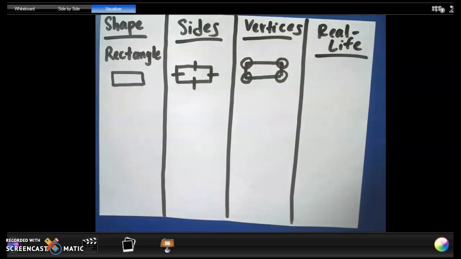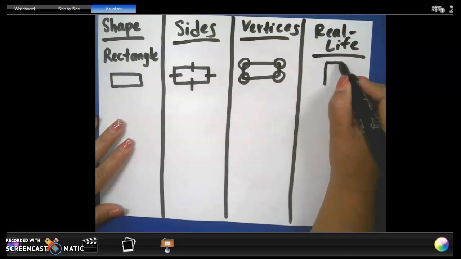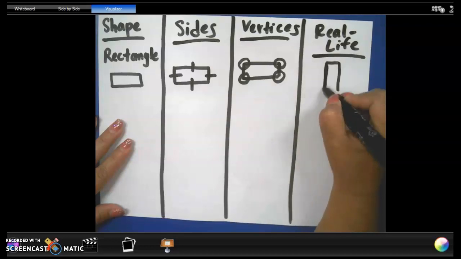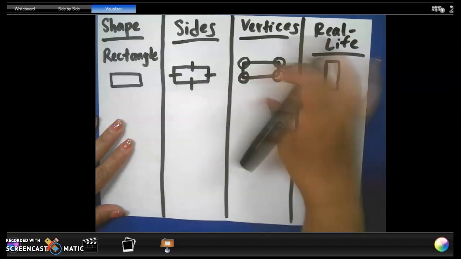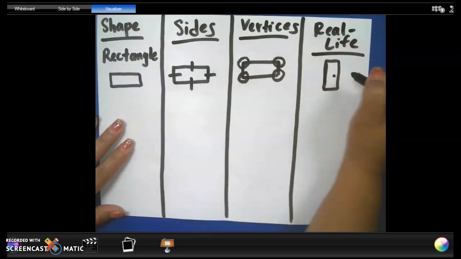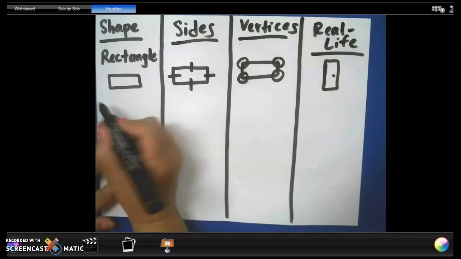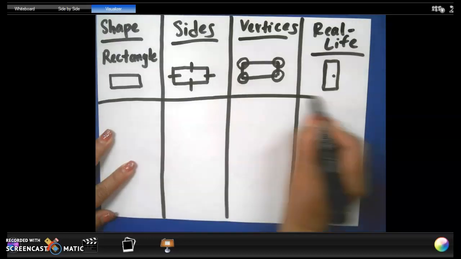And something in real life that is a rectangular shape could be, let me see, like a door. So I'm going to draw a door. I just flipped it over. This was on the sides. Now I stood it up. And then a door with a little doorknob there. Okay? So a door is rectangular.